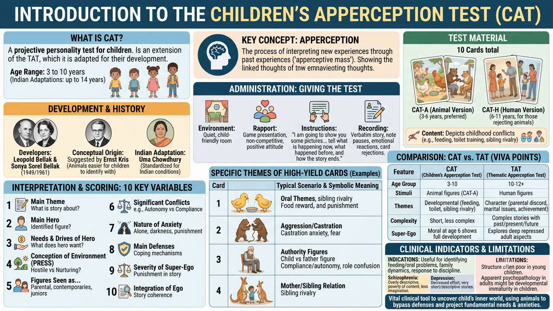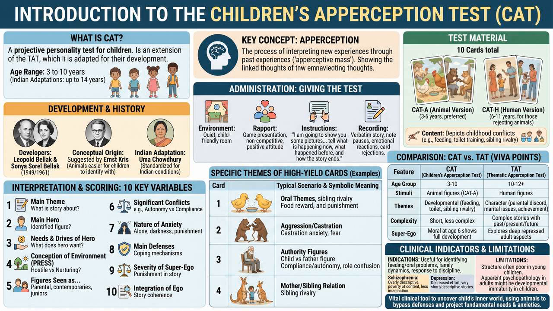Welcome to this overview of the Children's Apperception Test, commonly known as the CAT. The CAT is a projective personality test specifically designed for children and serves as a direct extension of the thematic apperception test, adapted to suit the developmental level of younger subjects. Primarily, it is used for children aged 3 to 10 years, though in some contexts, such as Indian adaptations, it may be used for children up to 14.